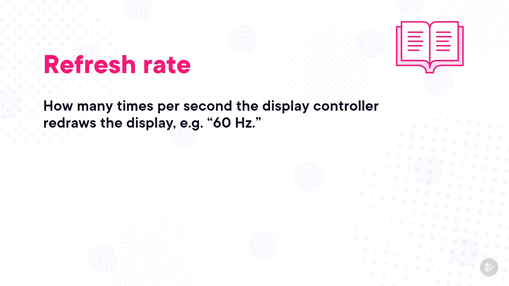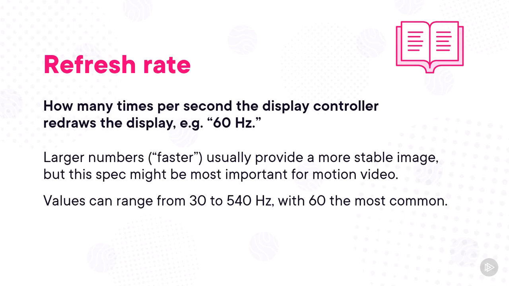Now, another term you'll see is refresh rate, which is how many times the display controller redraws the display every second. 60 Hz means 60 times per second. Larger numbers can give the display a more rock-solid feeling, but you may not notice it unless you're working with video. Almost all displays can run at a 60 Hz refresh rate, but modern displays can go all the way up into the hundreds of hertz, although the law of diminishing returns does apply here.